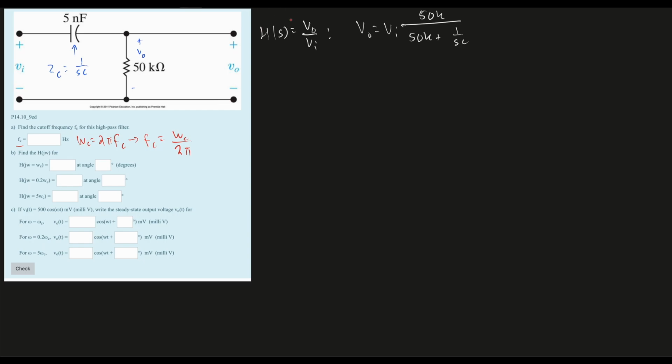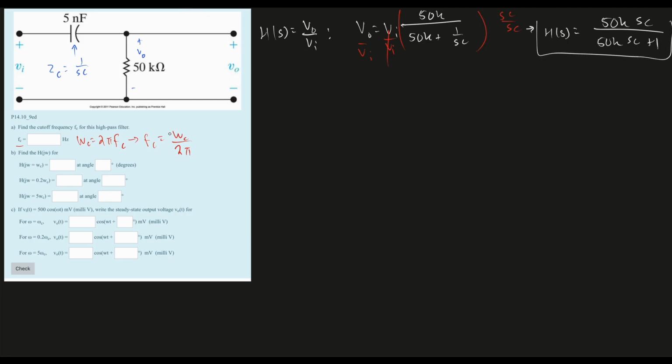We wouldn't want that. So what we're going to do, first we're going to multiply both sides by Vi. That way we can get it to look like H of S. And then we're going to also multiply this entire right side by S of C over S of C. And in doing this, we're going to get H of S is equal to 50K times SC divided by 50K times SC plus 1. So this is going to be our H of S.